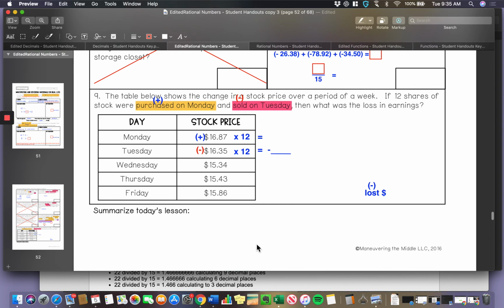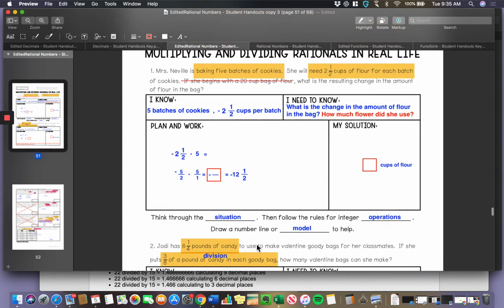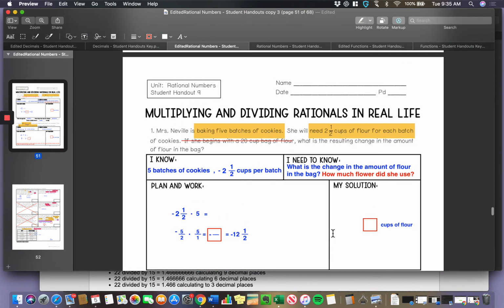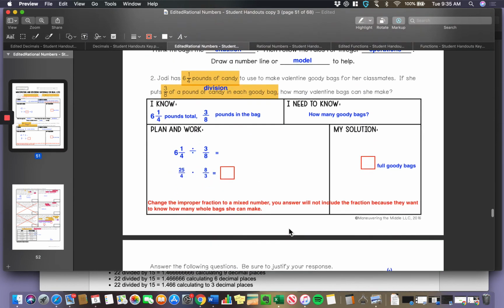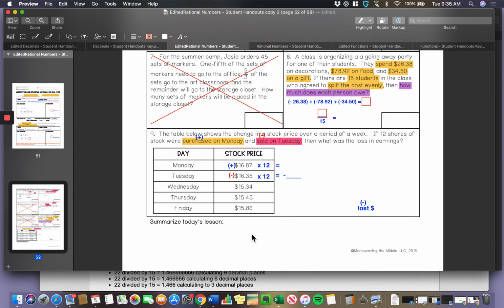To summarize today's lesson, you can write anything from the top here. Maybe you can think through the situation and follow the rules from integer operations, okay? Or maybe you can tell me a little bit about stocks. All right? You want to buy low and sell high. It's a great summary for an important life lesson, right?